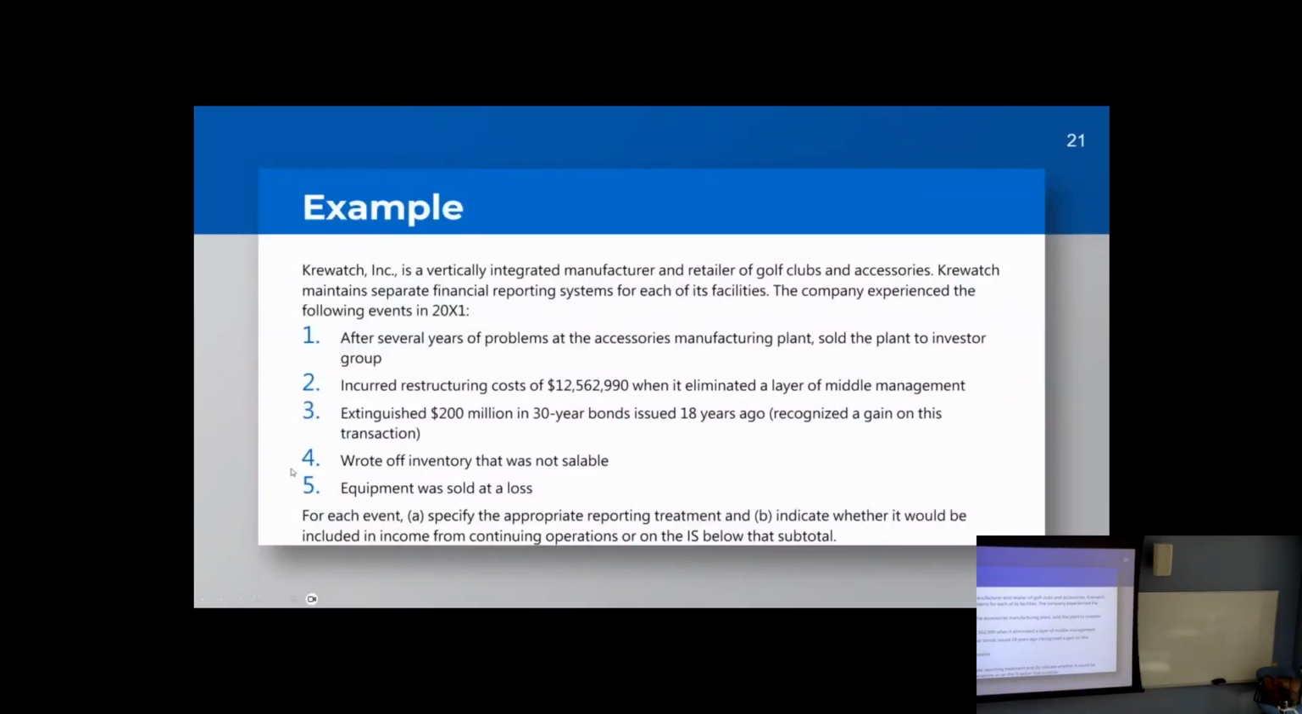Wrote off inventory that was not saleable. Right, so as companies are trying to make sales, they'll have inventory on hand. Great example is something like a grocery store. Right, if food sitting on the shelf ends up going bad, no longer a saleable item.